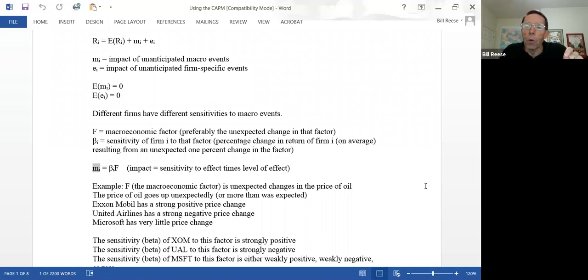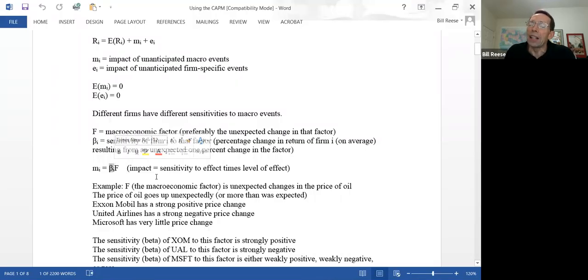So in our simple one-factor model, the one factor is going to be the excess return on the market. So we want to see, for all the firms out there, what are their sensitivities to that factor? Like we're looking at right here, the factor we've now identified, the F, is going to be the excess return on the market. So we want to find for each firm, what is their sensitivity to that factor?